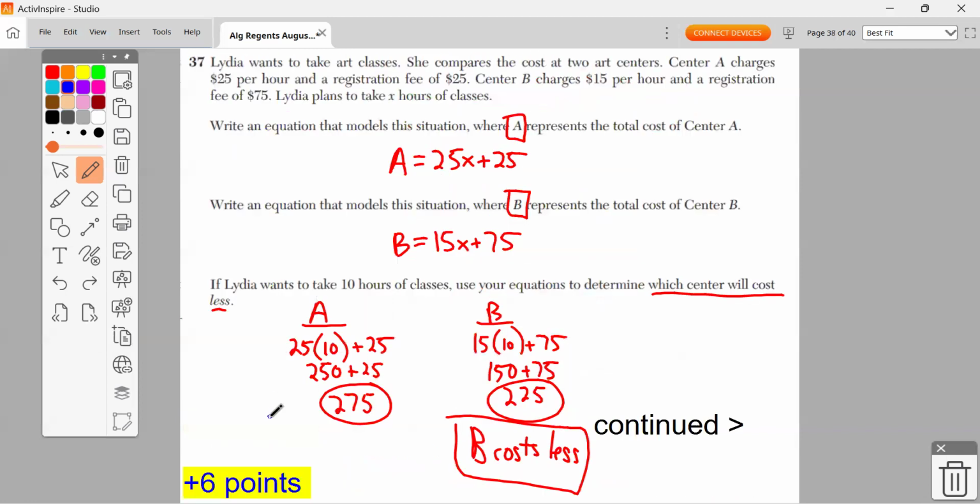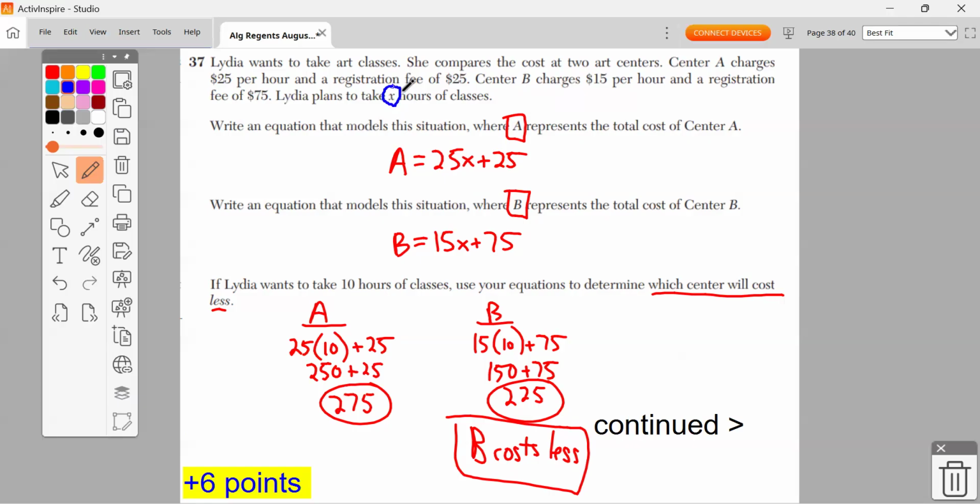And finally, our 6-point question. This is a long one. Lydia wants to take art classes. She compares the cost at 2 different art centers. Center A charges $25 an hour plus a registration fee of $25. Notice that I have that right here: A equals 25x, $25 per hour, plus the fee of 25. Center B charges $15 an hour, so $15 times the number of hours, plus a registration fee of 75.